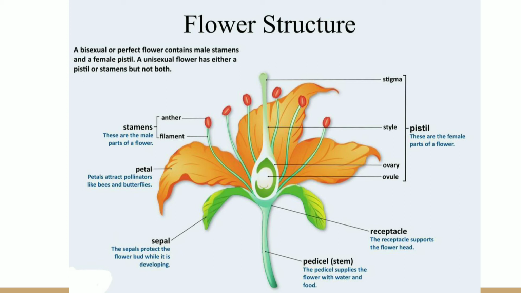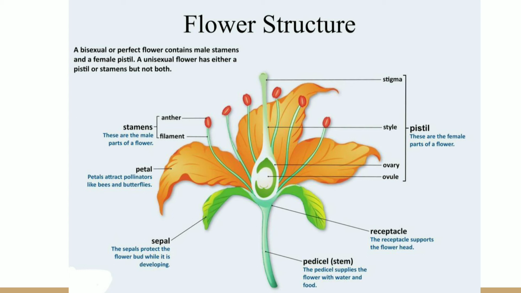Inner to the calyx is the corolla. Corolla consists of petals. So as you can see in the diagram, these yellow colored petals together make a whorl which is called corolla. And the function of the corolla is to attract the pollinating agencies, that means to attract insects and birds for pollination. Inner to the corolla is the next whorl which is called androecium.